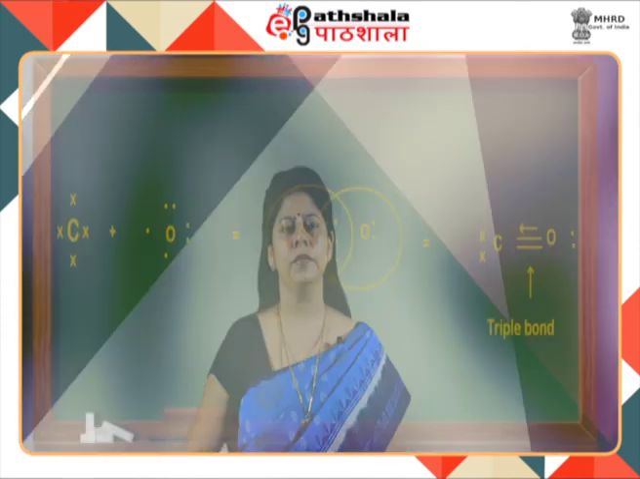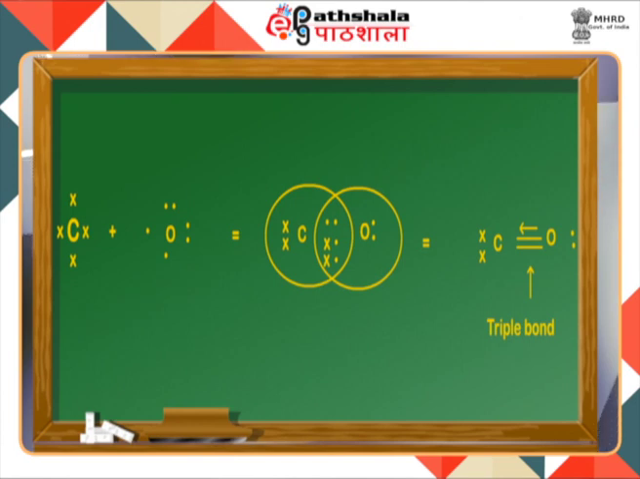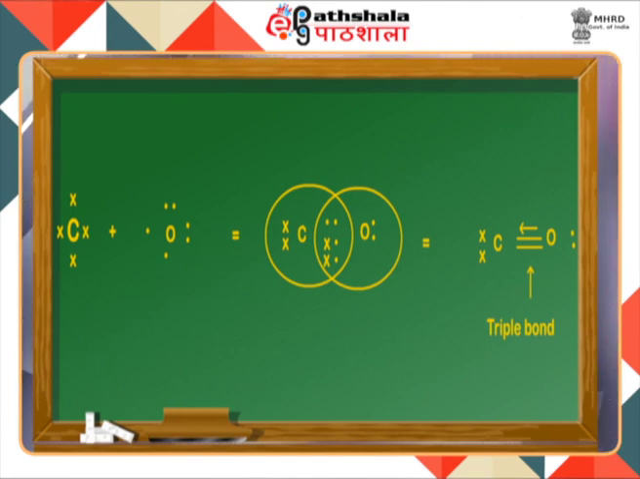Carbon atom has 4 valence electrons while oxygen atom has 6 valence electrons. According to their atomic numbers, the electronic configuration for carbon is 2,4 and for oxygen is 2,6. Carbon and oxygen atoms share 3 electron pairs between them to complete the octet, leading to the formation of a triple bond. Both carbon and oxygen atoms complete the octet of electrons in their valence shells.